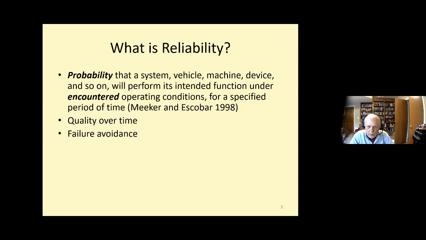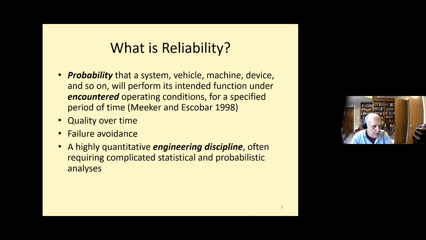Failure avoidance is often the way engineers think about reliability. Indeed, I think I first learned this from Tim Davis because of his involvement in reliability. So you know that there's a potential failure mode, and you figure out how to design your product to avoid that failure mode. Also, reliability is a highly quantitative engineering discipline. Statisticians are often involved because the quantitative side of reliability requires statistical and probabilistic methods.